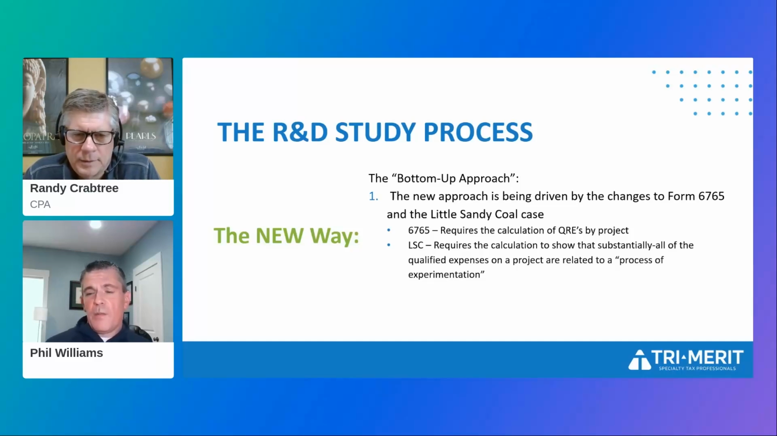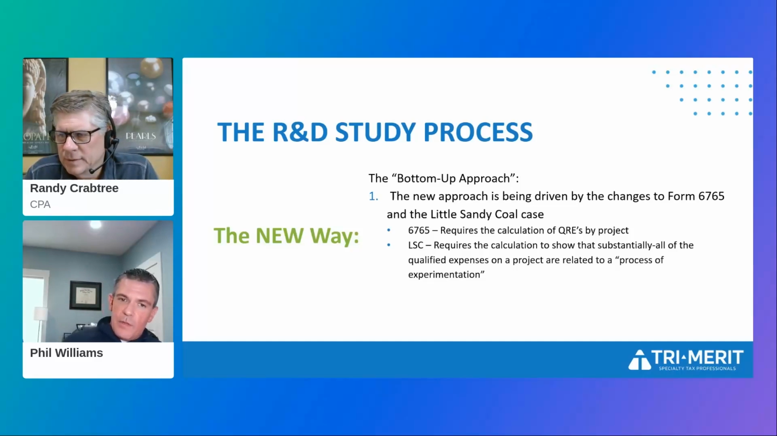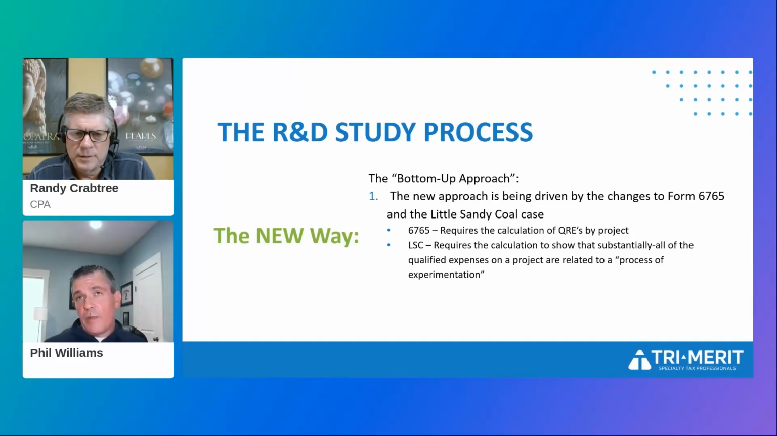So it doesn't talk about it here, but there was a RevProc put out back in 2011 that talked about the utilization of statistical sampling in determining expenses. So we built a new approach around a bottom-up methodology utilizing what was said in that RevProc. And because you do have to utilize that calculation mentioned in Little Sandy Cole to prove 80% qualification, it's a method where we could do that as well. So skip ahead one more slide, Randy.